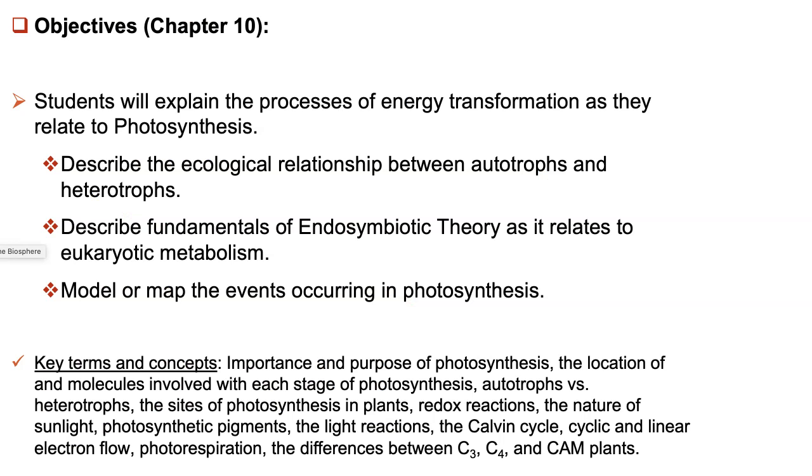So for this chapter, the objectives are that students will be able to explain the processes of energy transformation relating to photosynthesis, particularly be able to describe the ecological relationship between autotrophs and heterotrophs, describing fundamentals of endosymbiotic theory, and model or map the events occurring in photosynthesis.